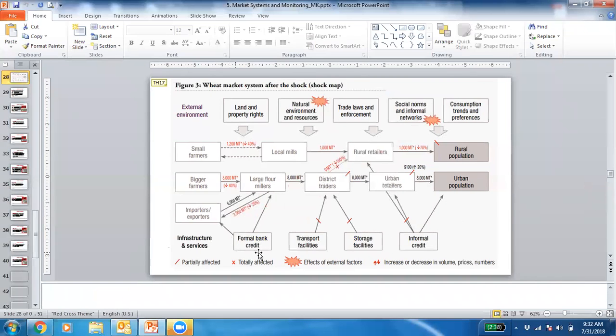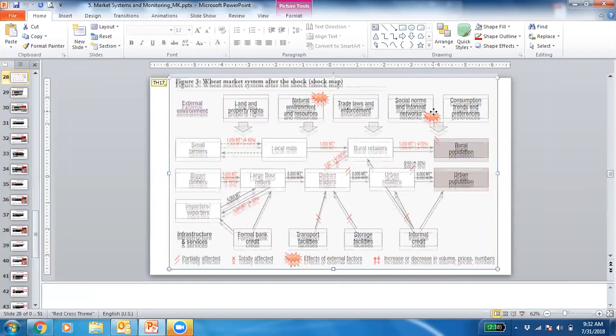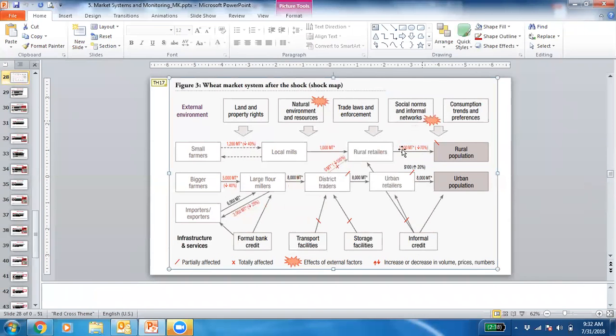Typically, when these market maps are drawn post-disaster, the key here symbolizes an effect on external factors. So there was some shock here, and some shock in terms of informal social norms and informal networks. When there's an X along one of the lines, which in this case we can see between district traders and rural traders, that means the market is totally affected. There was a complete disruption here. So something has stopped the movement of wheat from the district traders to the rural traders.